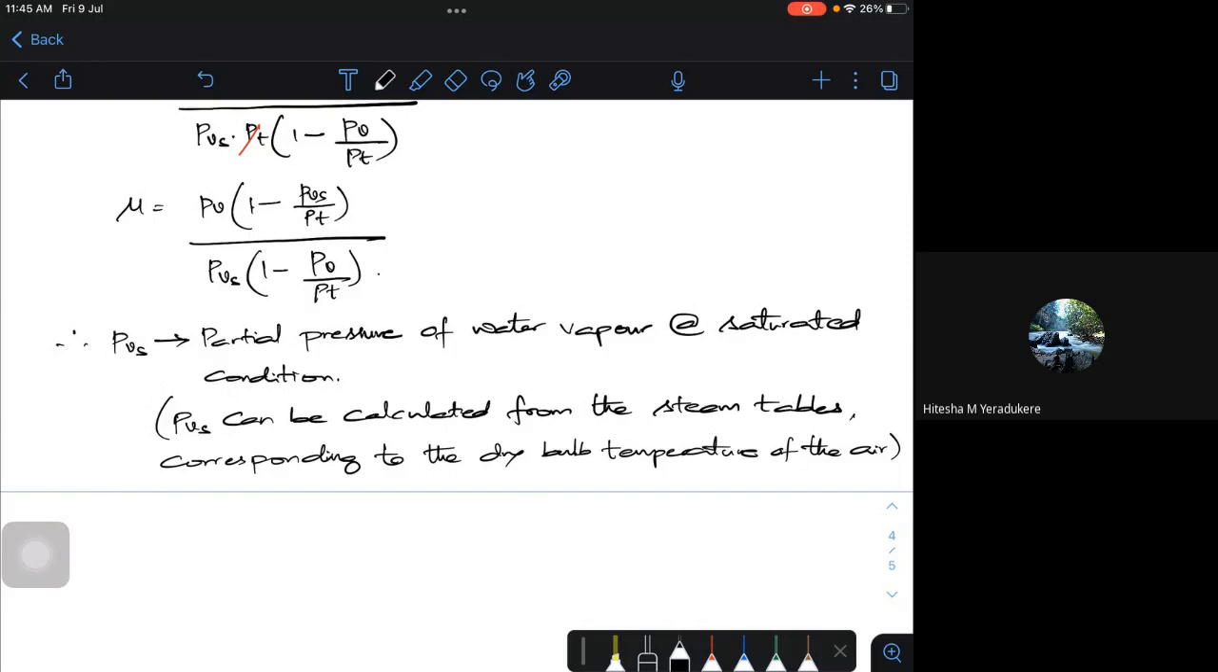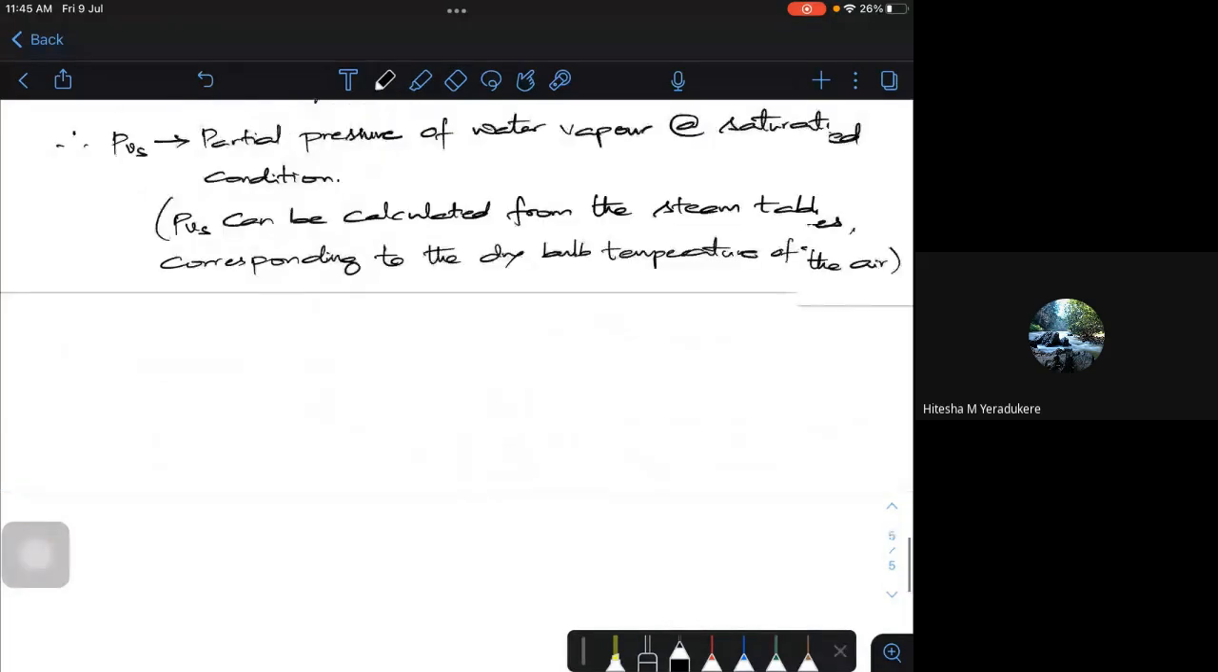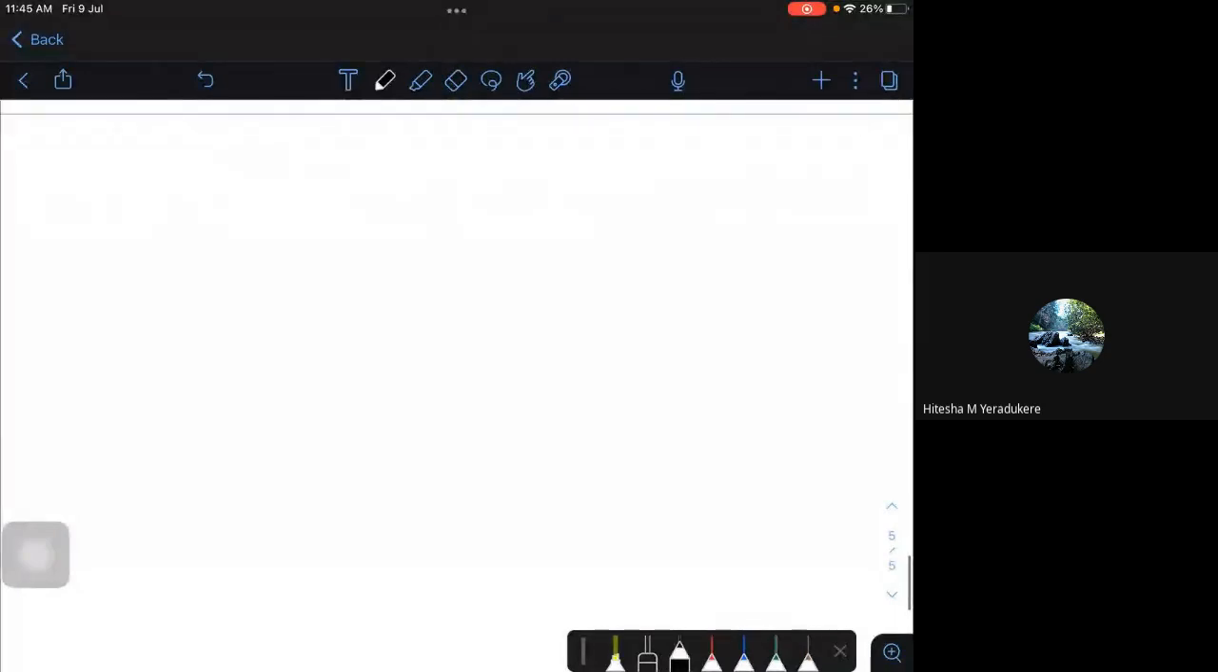Remember this, PV is the value obtained from the measurement at wet bulb temperature, and PVS, as I told, is the one which is calculated from the steam tables corresponding to air temperature or dry bulb temperature. So these two things you have to always remember in your mind. Okay, let me write that. These two things are very, very important in air conditioning chapters or psychrometry. So, important points to consider.